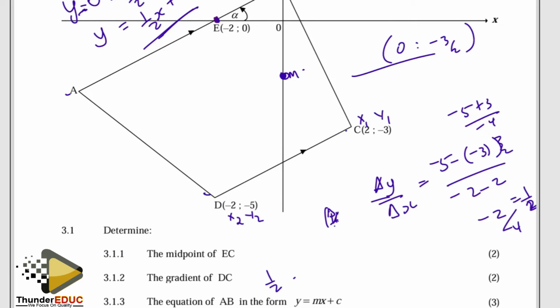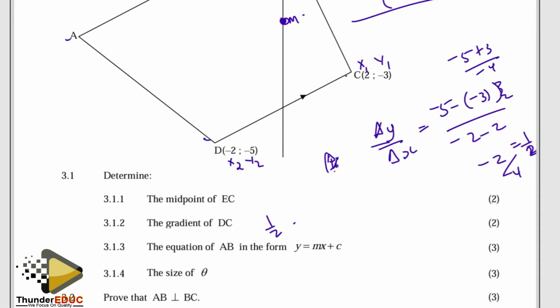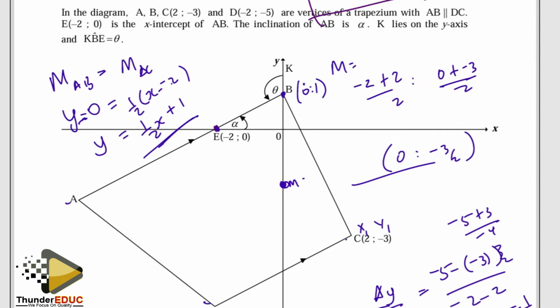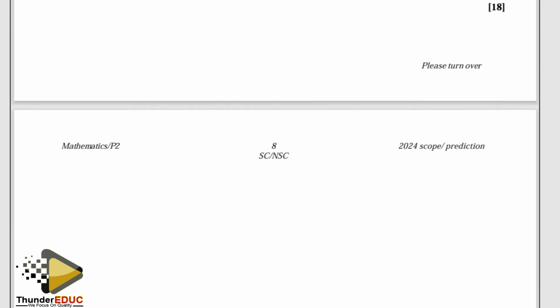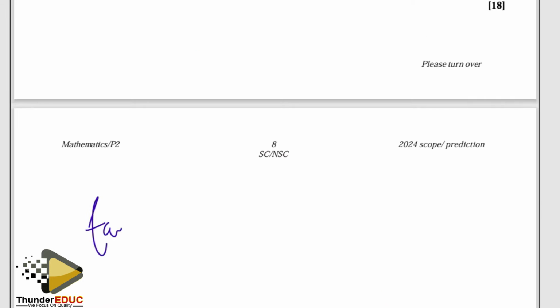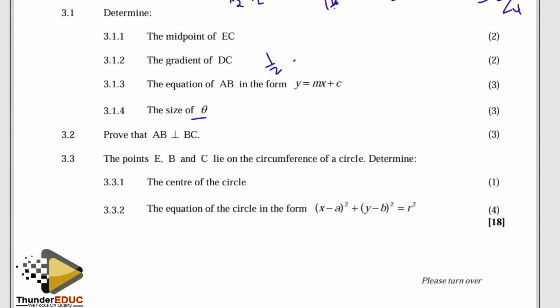What's the next question asking for? They want us to get the angle of inclination. So the angle of inclination here, we can obtain it using this gradient. Remember we said to get the angle, alpha is shift tan of a half. Okay, so shift tan of a half, what we get from the calculator, we're getting 26.57.